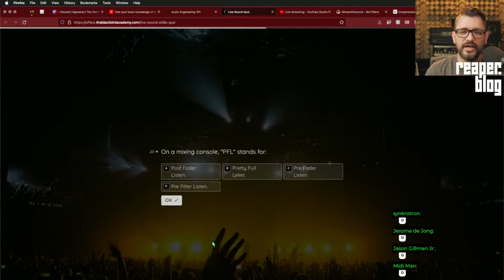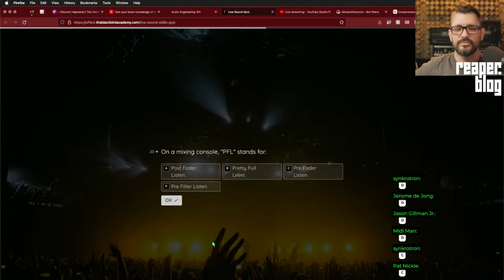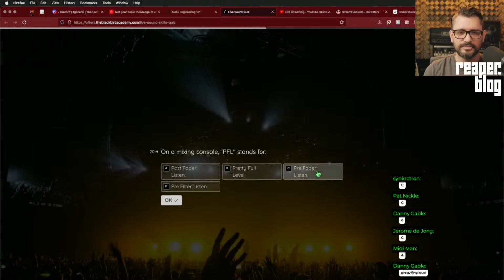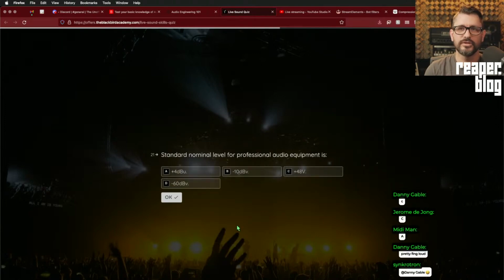On a mixing console, PFL stands for post-fader listen, pretty full level, pre-fader listen, pre-filter listen. We got a few people saying C on this one, pre-fader listen. So this is C, it's pre-fader listen. This is for live consoles. Pre-fader listen picks up the signal before it hits the fader, and you can listen to that directly in headphones without altering the main mix. So pre-fader listen, that's actually a trick we can do in Reaper. Post-fader listen would be the normal solo, essentially, but that would affect your main mix. You don't want to do that.